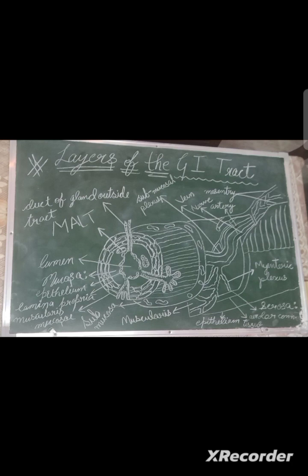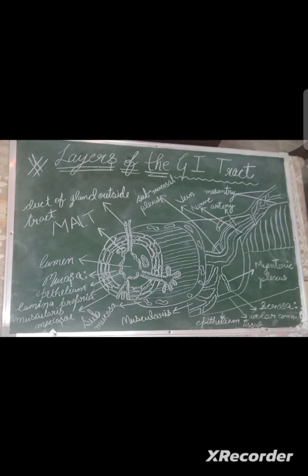Now the next layer of the GI tract is the muscularis, the third one. The muscularis of the mouth, pharynx and superior and middle parts of the esophagus contains skeletal muscle that produces voluntary swallowing. Skeletal muscle also forms the external anal sphincter, which permits voluntary control of defecation.